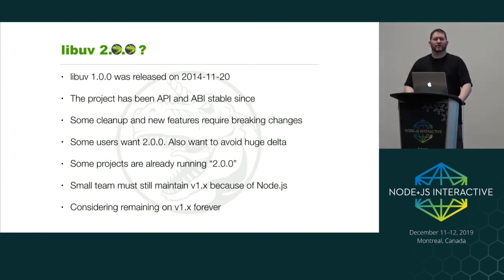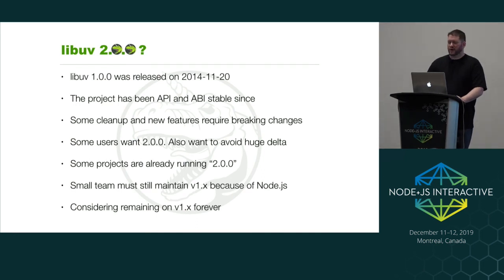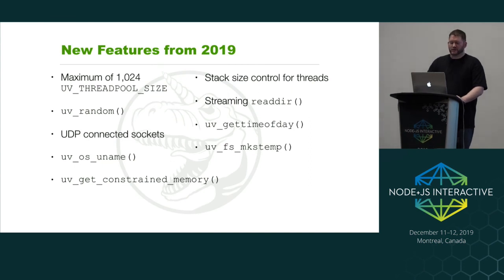But we've been going back and forth on this for over a year now, and I think we're starting to come around to the idea of just staying on v1 forever. There's something to be said for stability and things like that. It would avoid extra work on the Node side of having to create APIs and N-APIs so that libuv changes wouldn't break Node add-ons and things like that. So I think now we're leaning more towards 1.x forever. But we are still adding a bunch of new features. So this is just some of them that have landed in the past year.